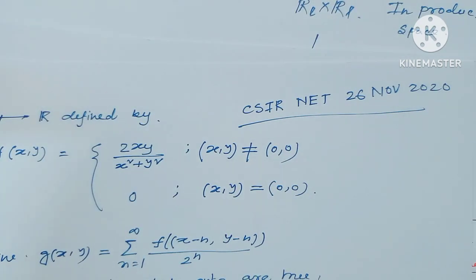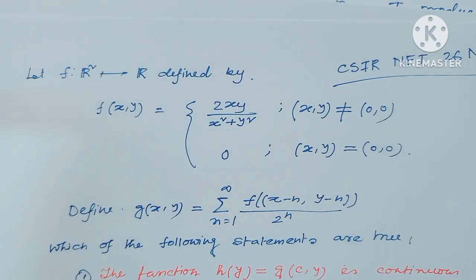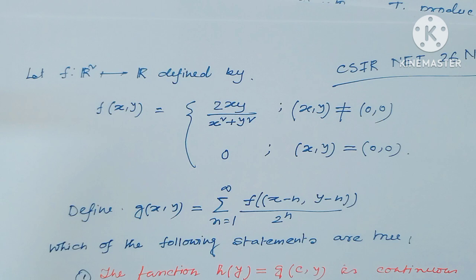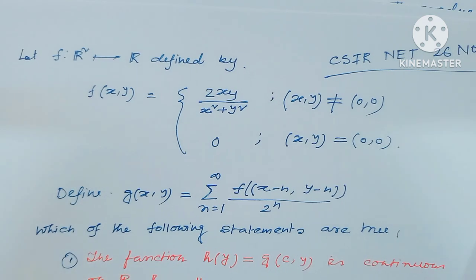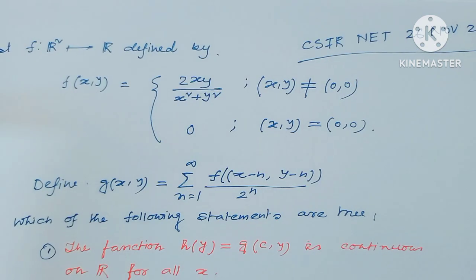Next question, which came in the CSIR NET 26 November 2022 exam. The question is: consider f defined from R2 to R by f(x,y) equals 2xy over x square plus y square when (x,y) is not equal to (0,0), and 0 when (x,y) equals (0,0).